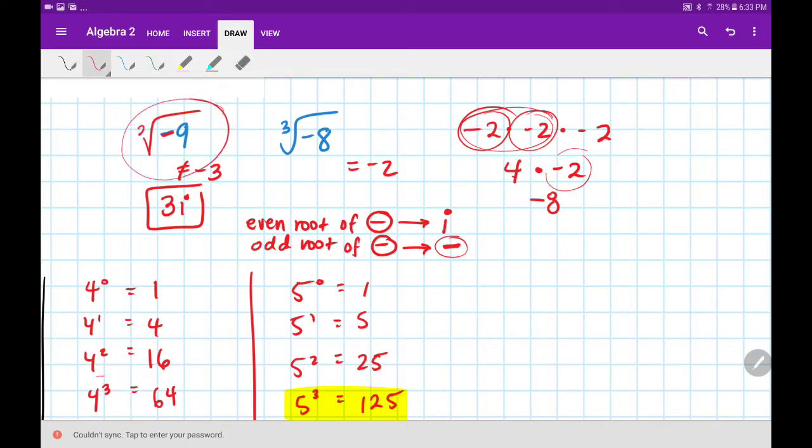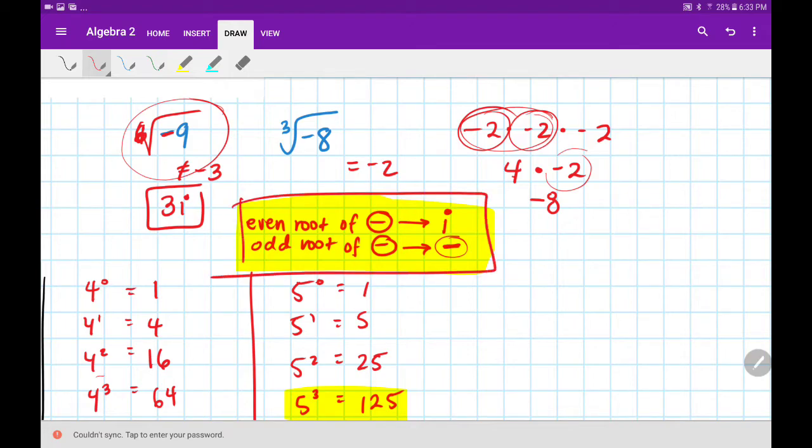So the square root or the fourth root or the sixth root, these are all imaginary. The third root, the fifth root, the seventh root, those are all going to be negatives. So make sure you put this in a box somewhere in your notes. It's super important.